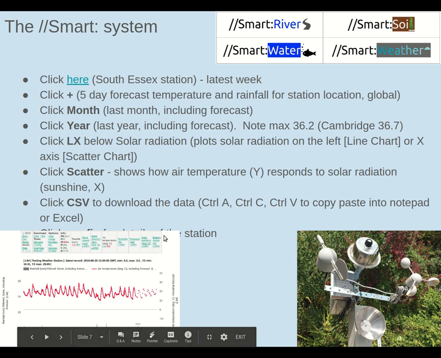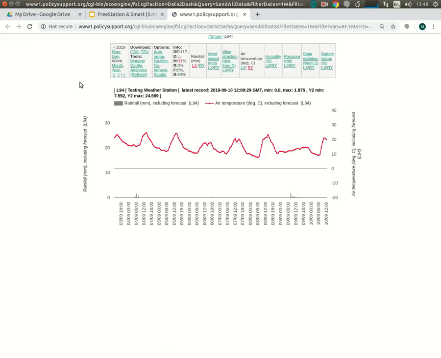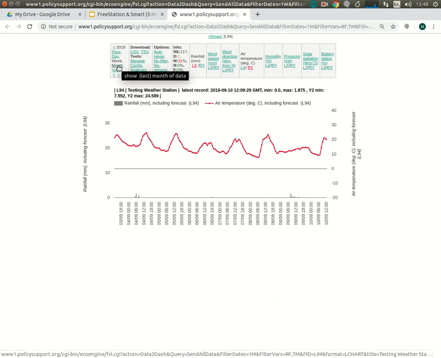So here's an example that I'll just take you through. This is one of our stations in South Essex. If we click here, which is the unique URL for this station, we can see the data over the last week. We're looking at temperature here and rainfall at this station. It's measured every 10 minutes, averaged every hour, written every day.